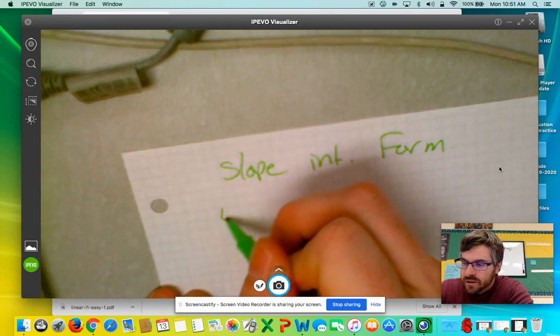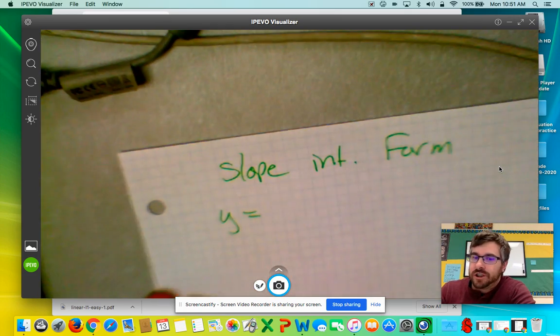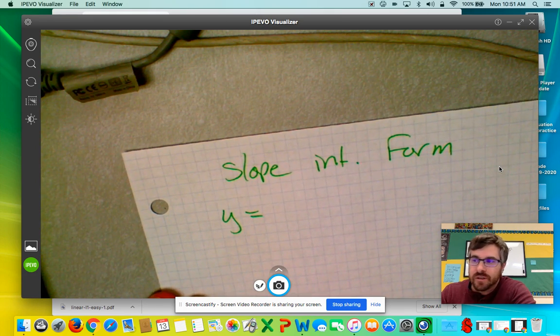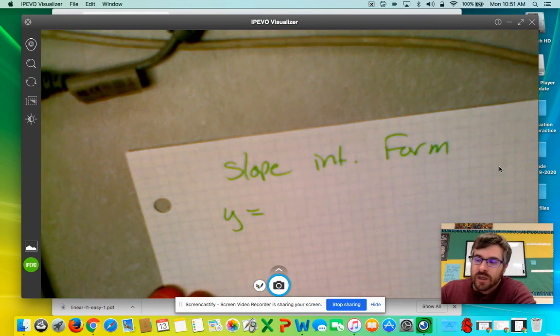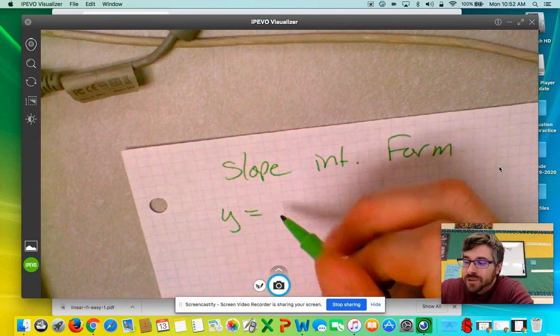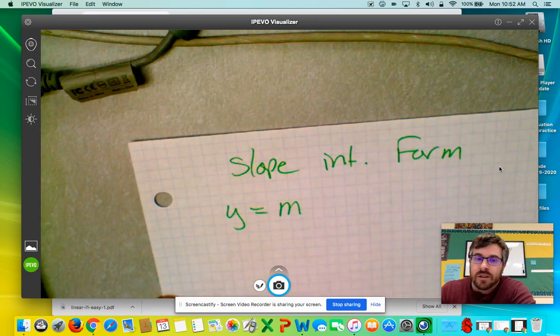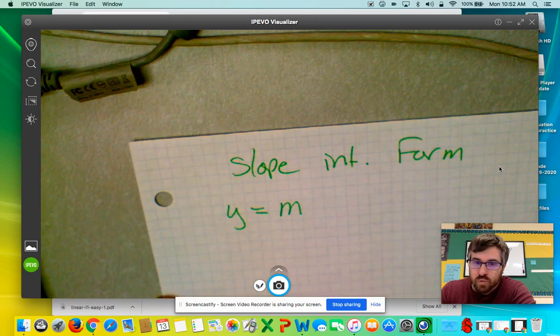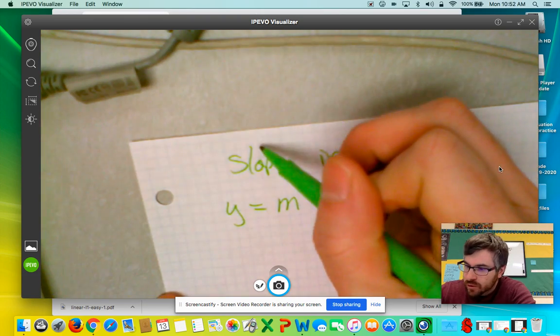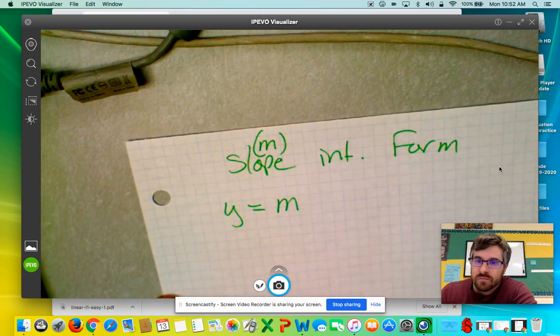Y is always first, and it's always just y. You can't have any numbers next to it, but don't worry about that. You'll get into that when you get into other algebra classes. So y. Your slope. Slope, for whatever reason, somebody said, let's call it m. So m stands for slope. That slope, m.